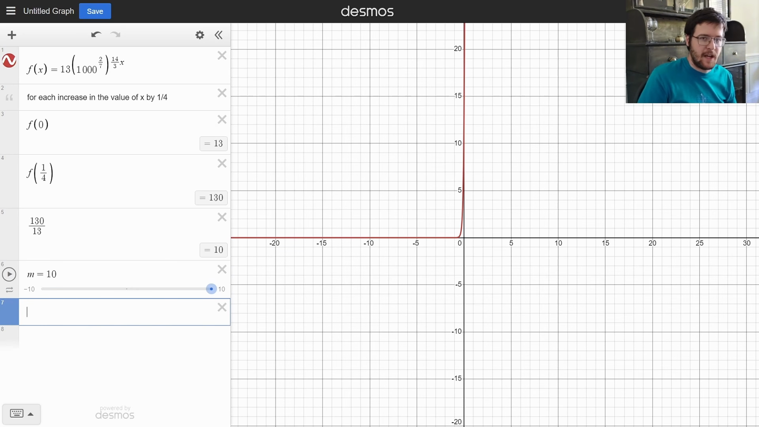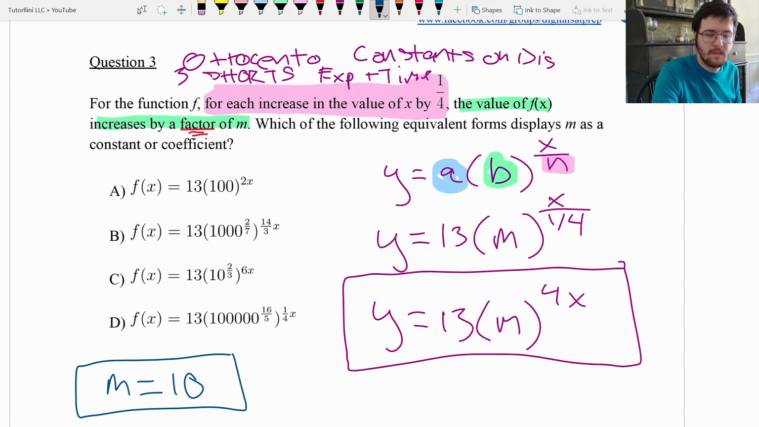Let's go back and tackle the rest of the question. Okay, so now that we got that, m is equal to 10, we want to know which of the following displays m as a constant or coefficient. I go over this in the constants on display video. All we're looking for is some kind of answer choice that has a 10 visibly on display. That's what it means. Can you see a 10 anywhere? And hopefully you guys are seeing the only one that has a 10 is C. So C is the answer.